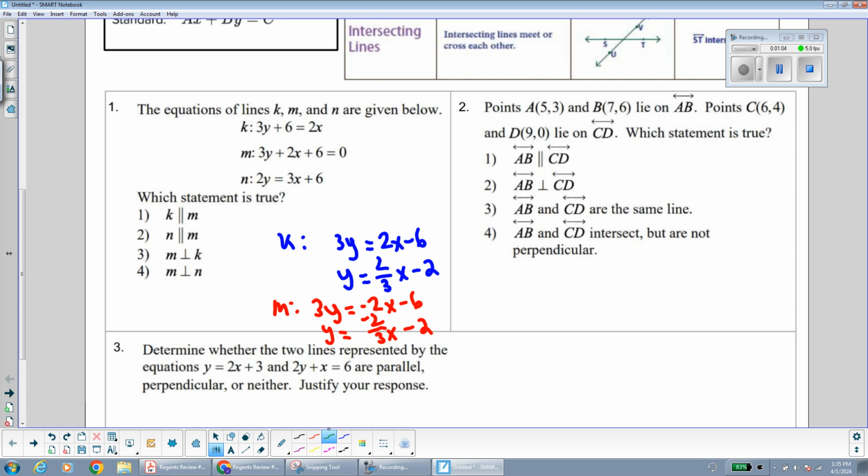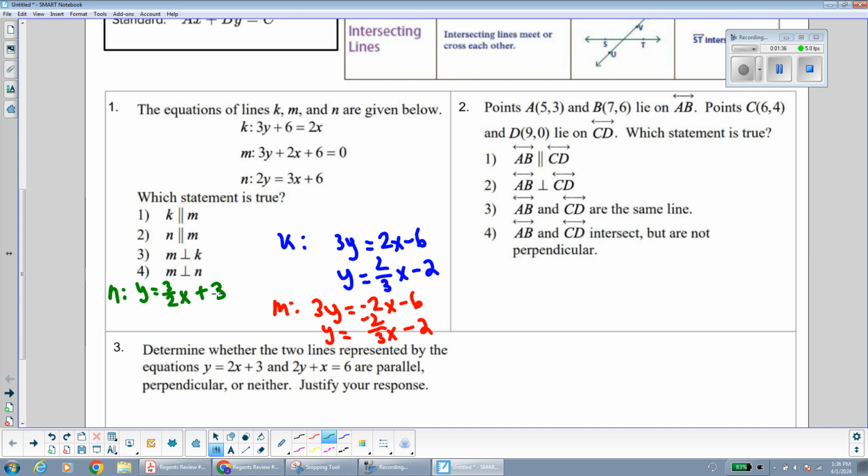And then finally, I have to do n. To get y by itself there, all I have to do is divide everything by 2. So we have y is equal to 3 over 2x plus 6 over 2, which is 3. So I'm going to look at the slopes. And I do see that none of the slopes are exactly the same. So I don't have any parallel lines to each other here. So I can knock out the first one and the second one.